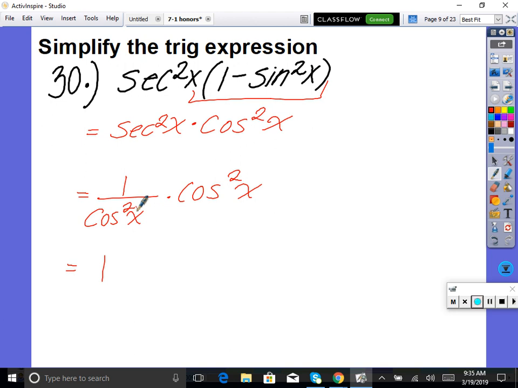Now, obviously, 1 is much more simplified than this stuff. The point of this, guys, is if in the future, when you take calculus, you might be asked to do some calculus on this function right here, or on this expression. Well, if you can see that it's equal to 1, calculus on 1 is a heck of a lot easier than trying to do it on this stuff.